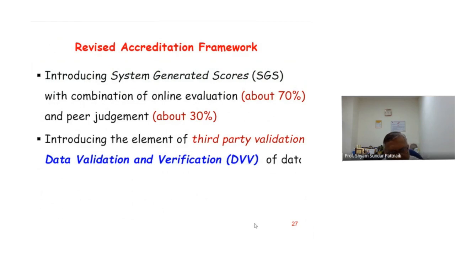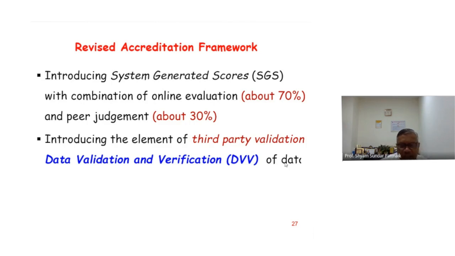From 2018-17 onwards, when they revised the framework, it comes with a system generated score, because the system generated score is about 70%. Peer judgment is 30%. And the third party validation is the DVV, the data validation and verification, which is done by a third party. I'll show you the flow chart of how it is done.